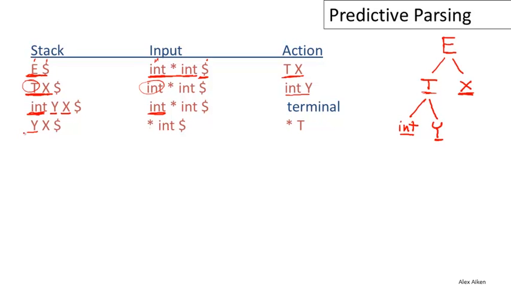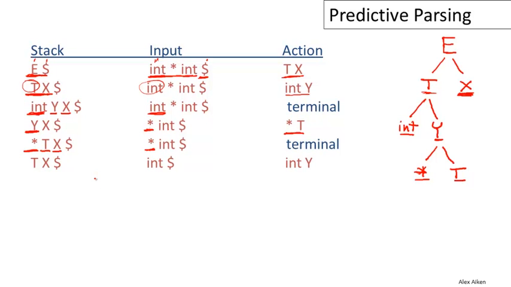And the table says that for non-terminal Y, on input times, we should use production Y goes to times T. So let's put that in here. And now what's going to happen, Y is going to be popped off the stack, times T is going to be pushed onto the stack, and now notice our stack is times TX, and the unprocessed frontier of the parse tree is times TX. Okay? So now we have a terminal on top of the stack. It matches the next terminal in the input. So we pop the terminal off the stack. We advance the input pointer.